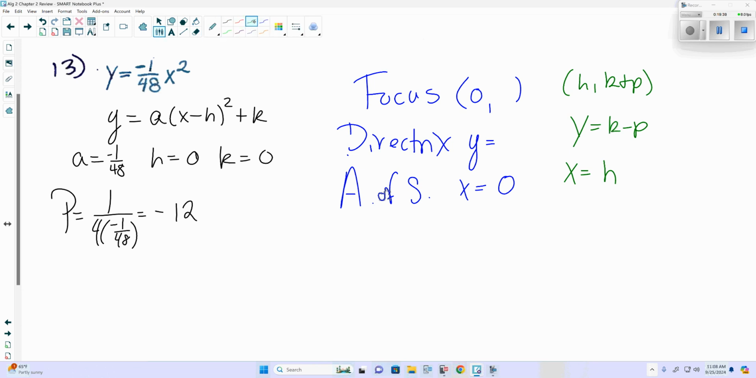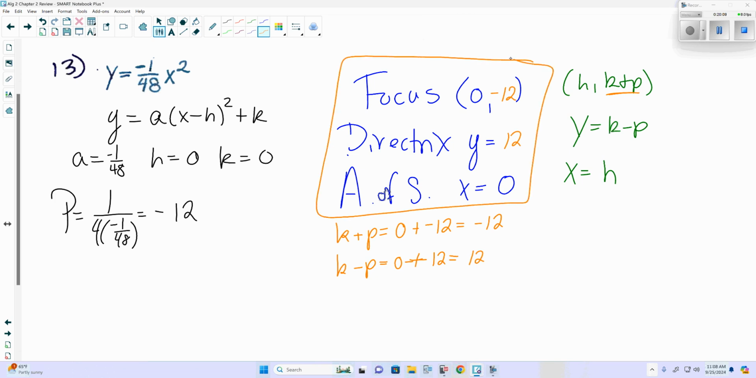Now our k plus p, we can find it next. So k plus p would be 0 plus negative 12. And 0 plus negative 12 would just be negative 12. Our other one is going to be k minus p, which would be 0 minus negative 12. But our negative here would make a positive, giving us positive 12. And that's it for those there.